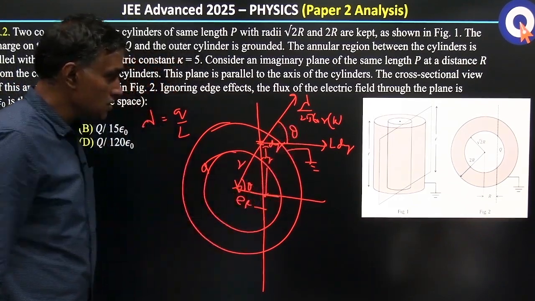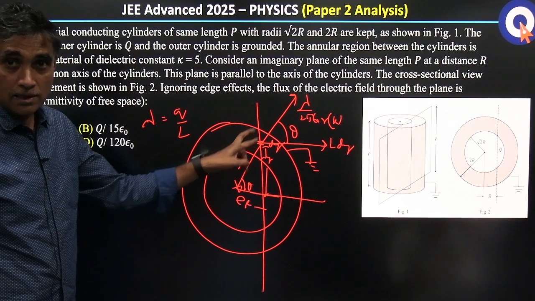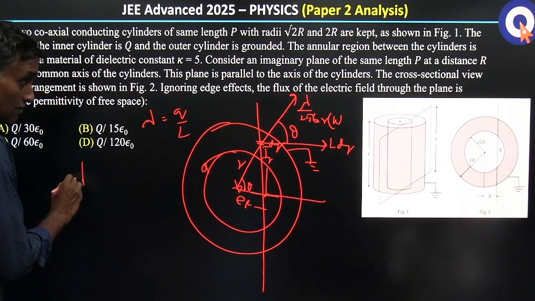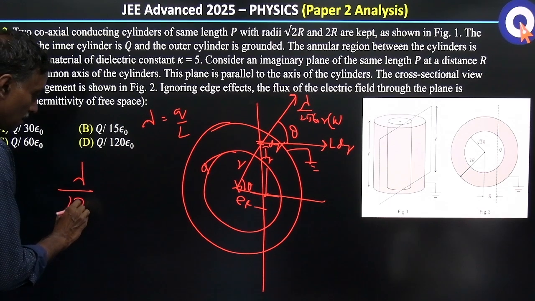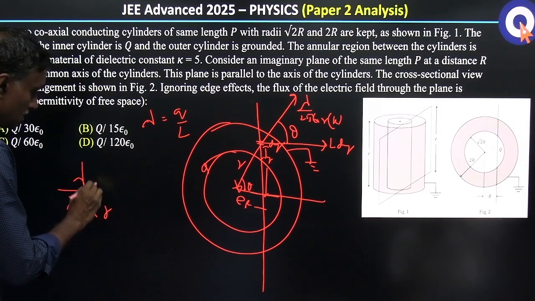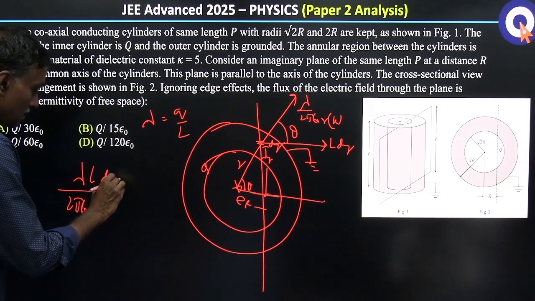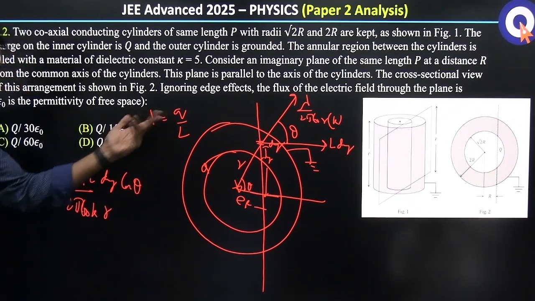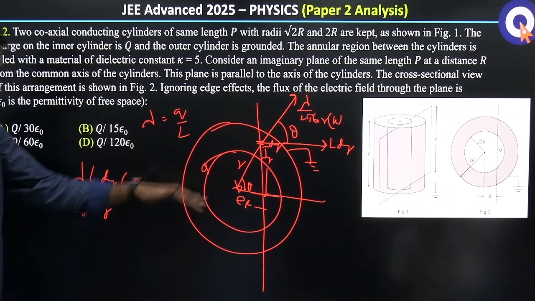And the angle between the area vector and the electric field is theta. So the flux through this small area is E A cos theta, E dA cos theta. That is lambda by 2 pi epsilon naught k r into L dy into cos theta. Lambda L is Q, which we can put. That is the flux through this small area.